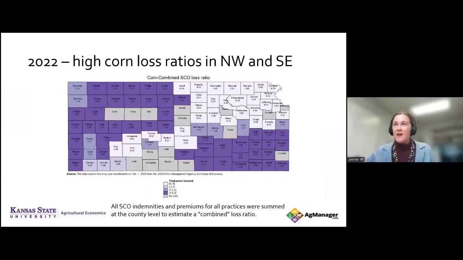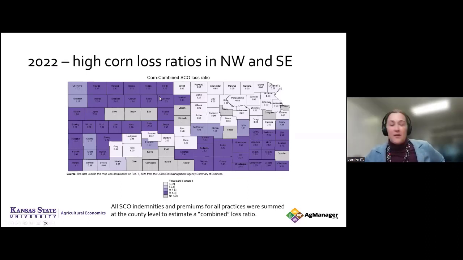I do want to look at the loss ratios, especially for 2022, which was a devastating year in a lot of counties in terms of yields. These are the years when SCO and even the underlying policy should really trigger and provide protection when that protection is really needed. So I did a county map of 2022 loss ratios. This also gives you an idea of participation. The counties in gray didn't have any acres enrolled. Everything else had some acres enrolled.